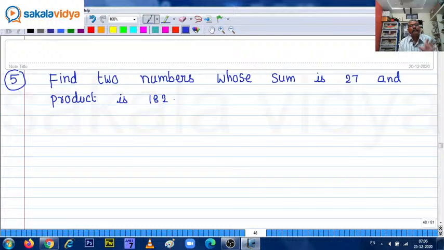So with the help of this problem, first we need to form a quadratic equation. After that we need to solve for the x value, so that we get the two numbers. But first of all, we do not know the two numbers. Let us say one number is x. Since the sum is 27, the other number will obviously be 27 minus x. The product is given as 182, so x multiplied by 27 minus x equals 182.